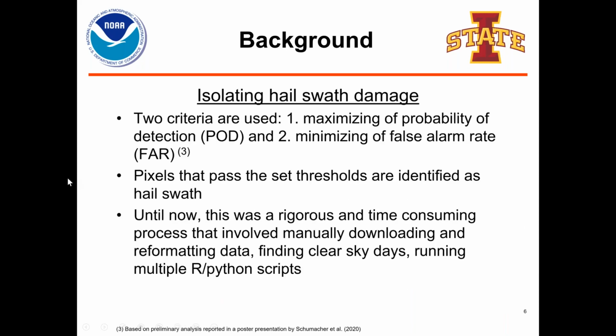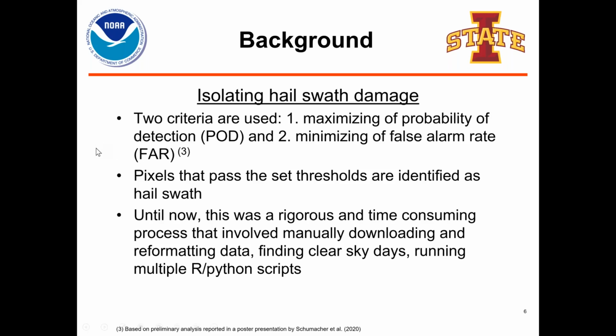So we then want to take it one step farther than just getting that image, and we also want to automatically isolate where those damaged swaths are. To do that, we use two criteria. One is our POD criteria, where we're trying to maximize the probability of detection, and the other one is the FAR, false alarm rate criteria, where we're trying to minimize that.